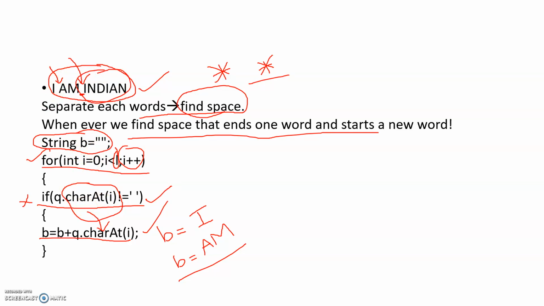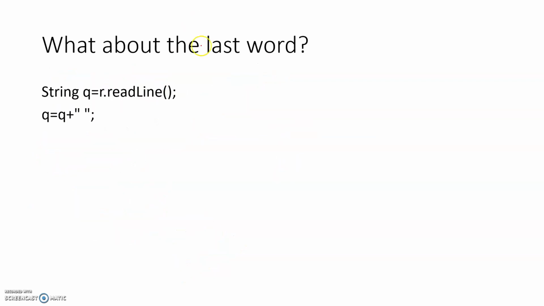Up to this it is fine, but the problem is that if you consider the last word, after the last word there is no space, and as we have written, our program will only go to the else if condition to print whenever it will find some space. So what will happen for the last particular word? To avoid this problem, while defining in the beginning itself String q equal to r.readLine, we'll add one extra space at the end of our sentence. So q equal to q plus one extra space, so that there is no problem in extracting the last word of the string also. I hope you have understood the algorithm.